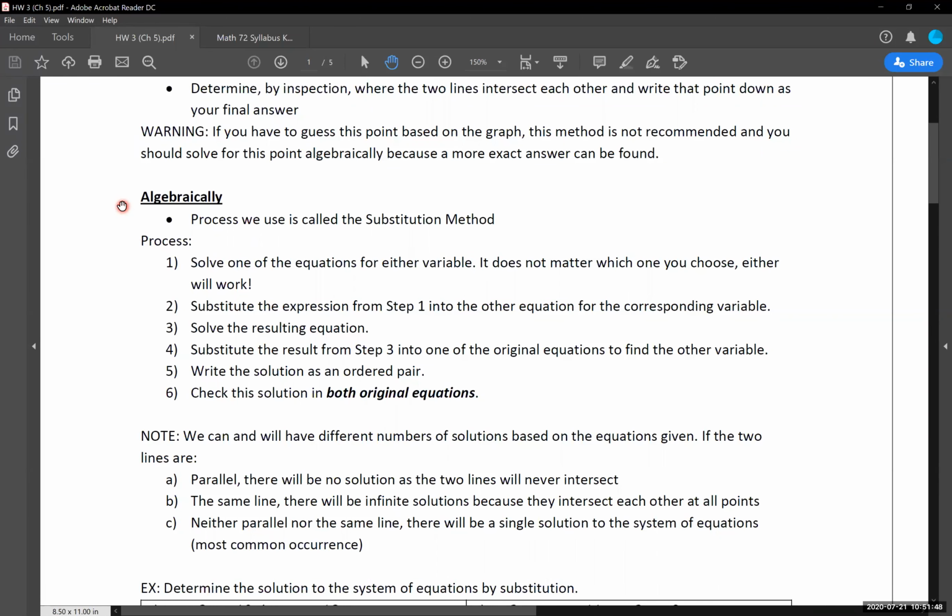In creating linear equations, we have our process or our different ways of going about doing that from the homework 2 material. But after we've done that, we have our substitution method to go through and solve these things. So, first step in this process, solve one of the equations for either variable. It does not matter which one you choose, either will work. So that means, assuming x and y are the only two variables, you could solve for x or y in either the first or the second equation. It does not matter. You just need to pick one and move forward with it.